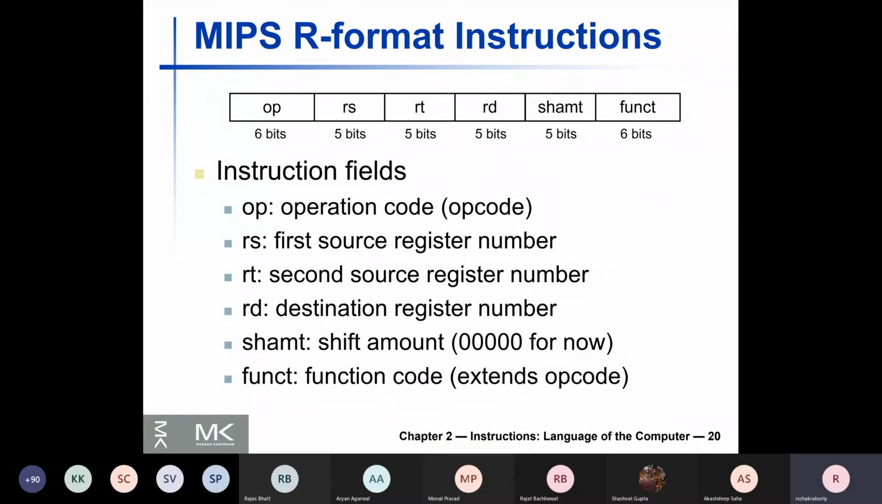However, this field is maintained in every instruction, and in instructions where this field is not relevant, say the add instruction, which you have already seen, there it will be all bit zeros. Okay. Finally, there is something called a function code.